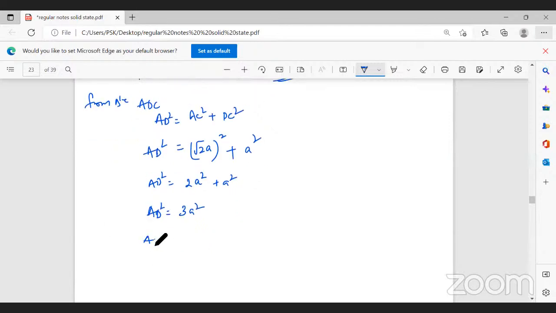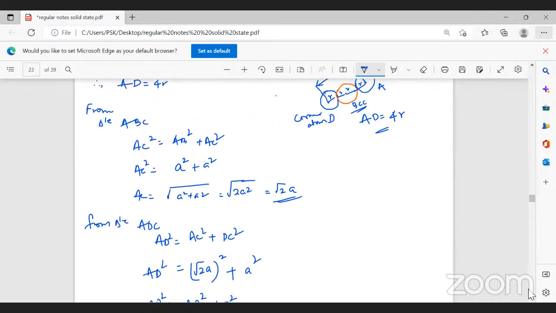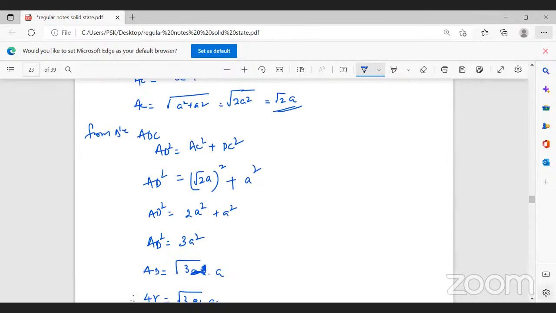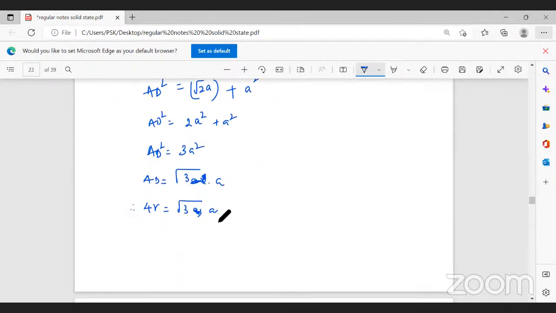What will be AD now? AD will be equal to the square root of 3A square. If I take root, the square will get cancelled, so AD is root 3 into A. So therefore, we can write 4R is equal to root 3 into A, because we know that AD is 4R.